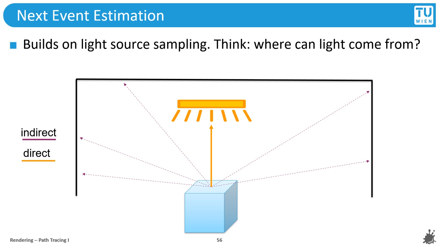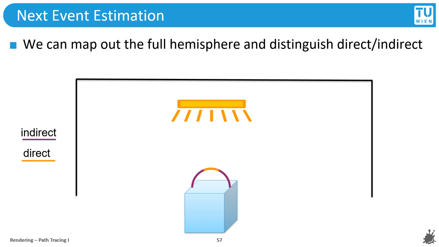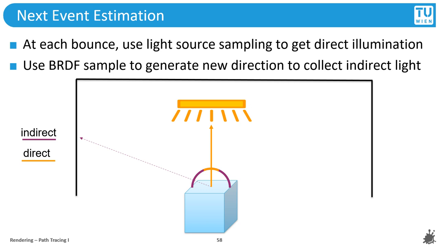If we look at all the places that light can come from, we can map out directions on the hemisphere that will create direct or indirect light for the current hit point. Remember that what light source sampling essentially does, if it succeeds, is projecting the area of the light source onto the hemisphere. If we perform light source sampling, we can collect the direct illumination from the entire light source, thus taking care of that portion of the hemisphere. We can then shoot an indirect sample that goes to a location where it might collect indirect illumination in the next bounce.